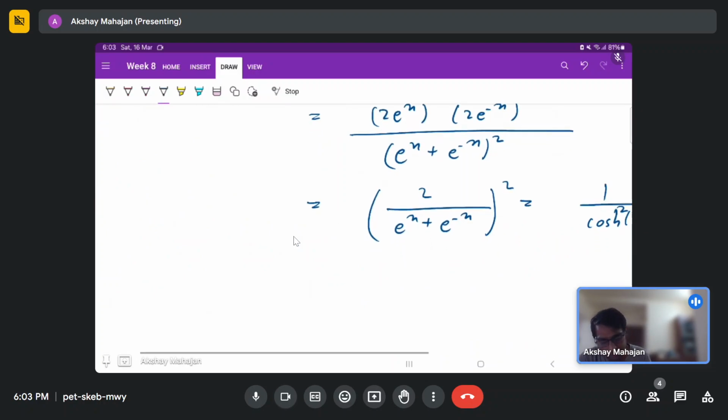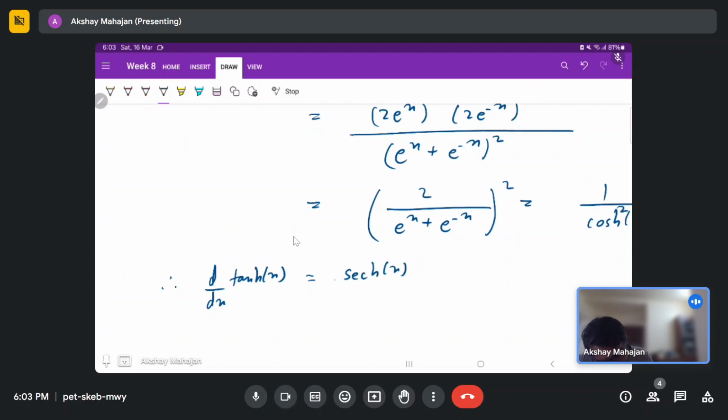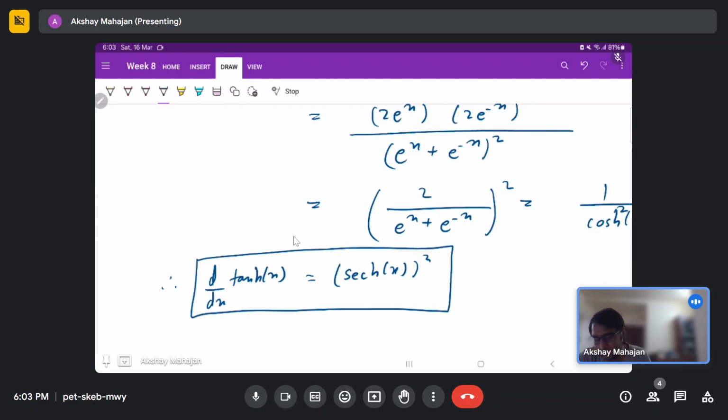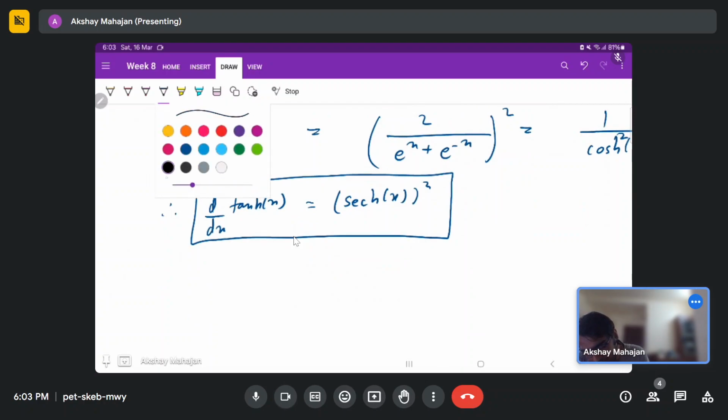I just did this derivation so that you don't have to remember all the hyperbolic formulas. If you just know the formulas for sinh x and cosh x, that is fine, and then you can make tanh x as sinh x by cosh x. So d by dx of tanh x is just equal to sech x whole square. So we will just use this thing here.